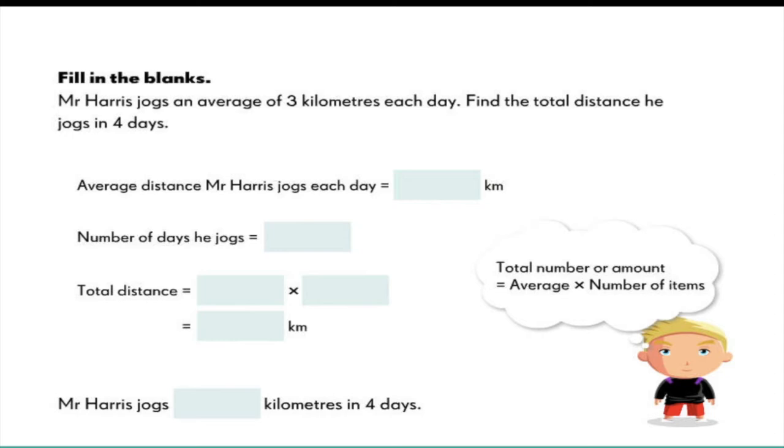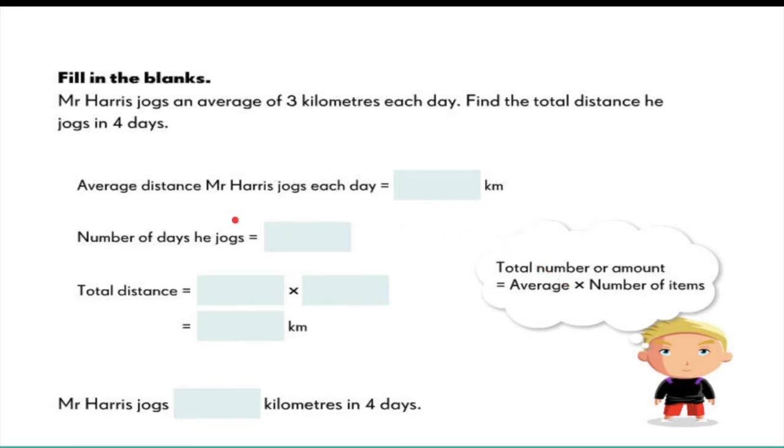Remember, when we got the average, we divided the total by the number of data. So this time, let's do the other way around. So what's the opposite operation of division? It's multiplication. So that's why we are going to multiply the average by the number of items.